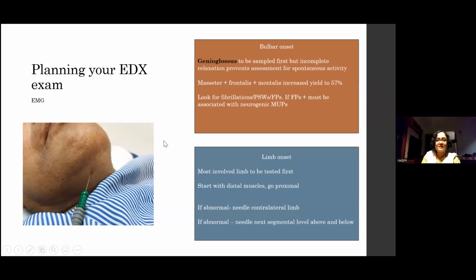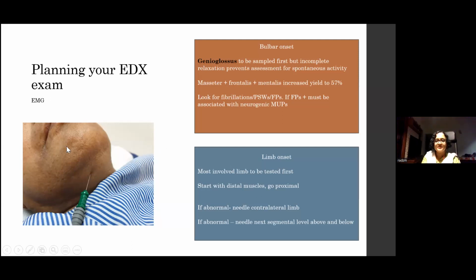It has to be sampled first, but really it's very difficult to sample because you cannot see fibs and positive sharp waves. Very rarely am I able to find fibrillations or positive sharp waves because the tongue is always moving. There's a lot of voluntary movement. Even fasciculation potentials can be very difficult to assess. But you must start with the genioglossus because the yield is still quite high.